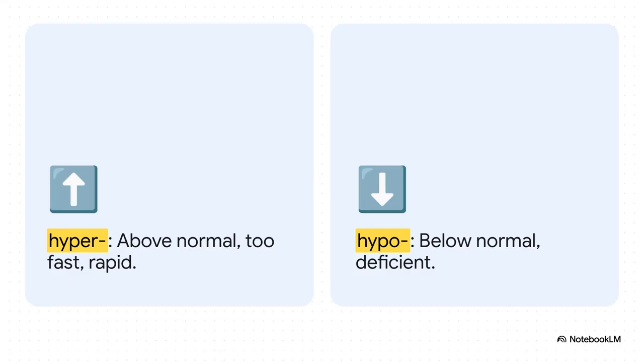Okay, this right here is a fantastic cheat code. Seriously, just by knowing these two little prefixes, you can start to understand dozens of different conditions. Hyper means too much of something, right? Like hypertension, high blood pressure. And hypo means not enough, like hypoglycemia, low blood sugar. Simple, but so powerful, right?